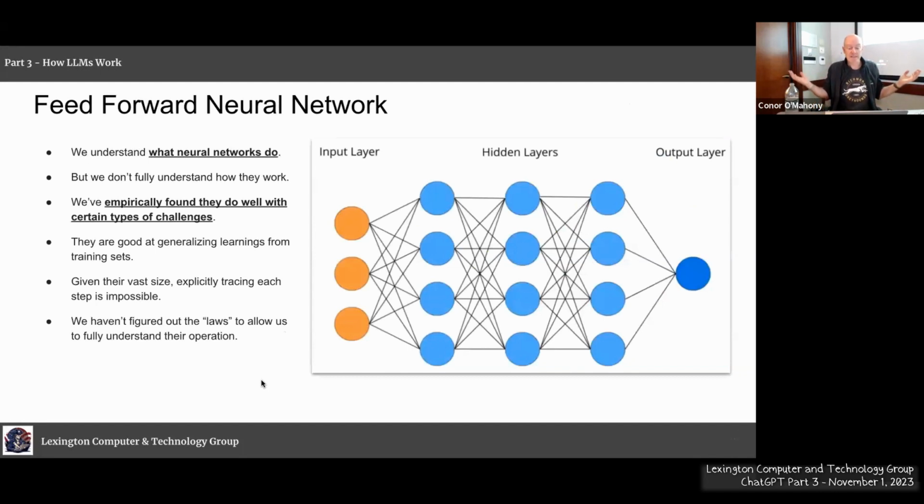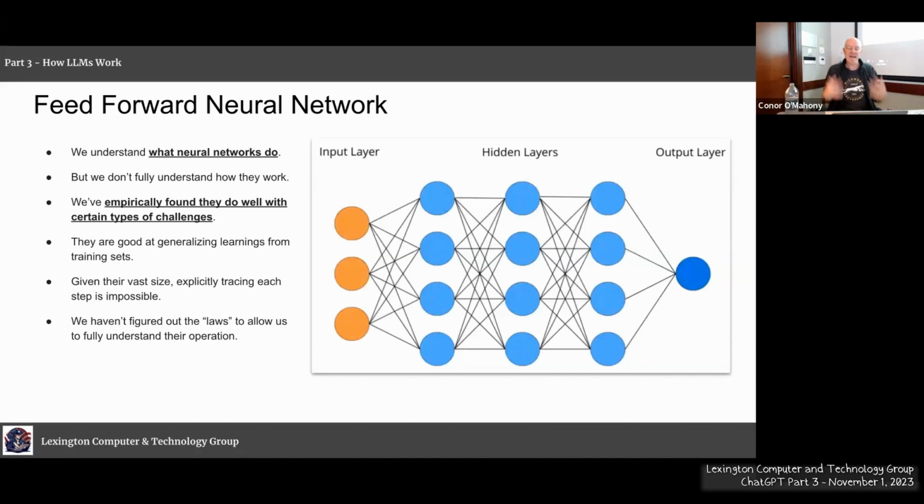Okay, so it's a neural network. You've probably seen diagrams like this at some stage. There's an input layer, an output layer, and a whole bunch of hidden layers in between. We understand what neural networks do, but we don't fully understand how they operate. But we've empirically found that they do well with certain types of challenges like this. They're good at generalizing learnings from training sets, whether those learnings come from language or images.